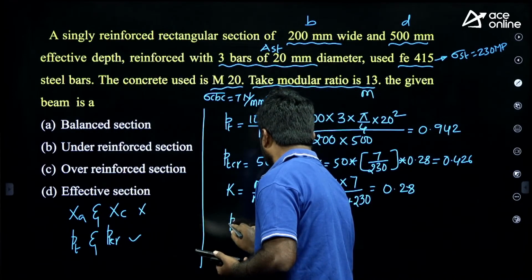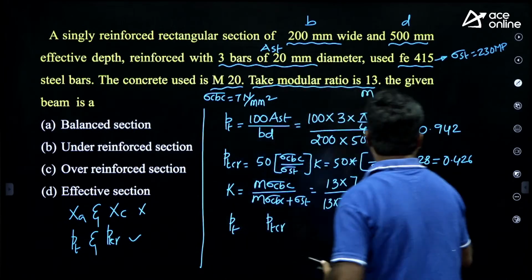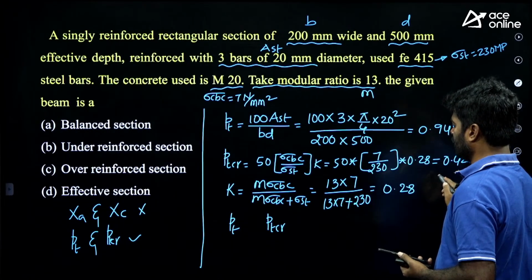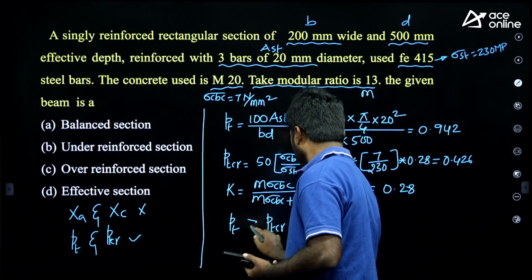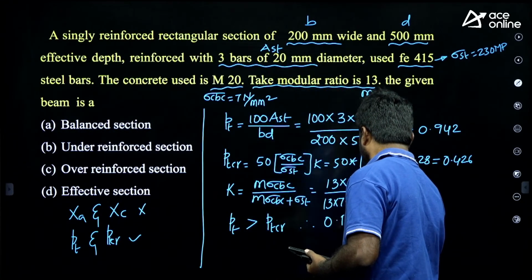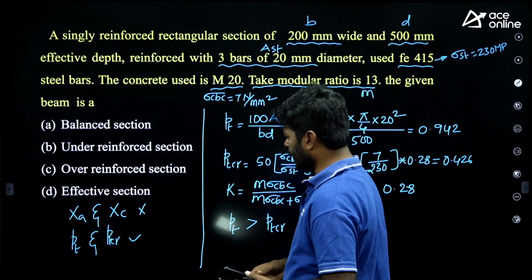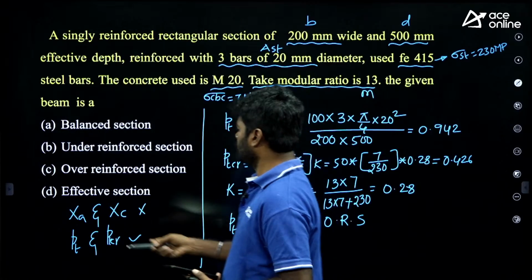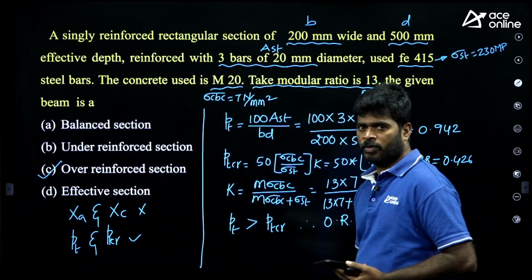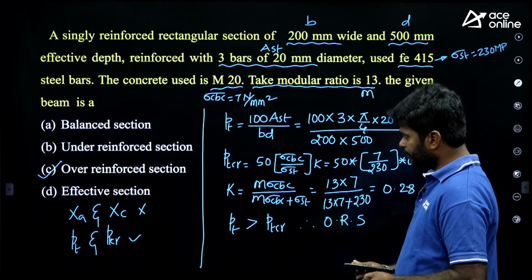Here, let us compare pt and pt critical. My dear, pt is more than pt critical. Therefore, it is an over-reinforced section. Right? So, option C is correct. I hope you are comfortable with this. Then moving to the next question.